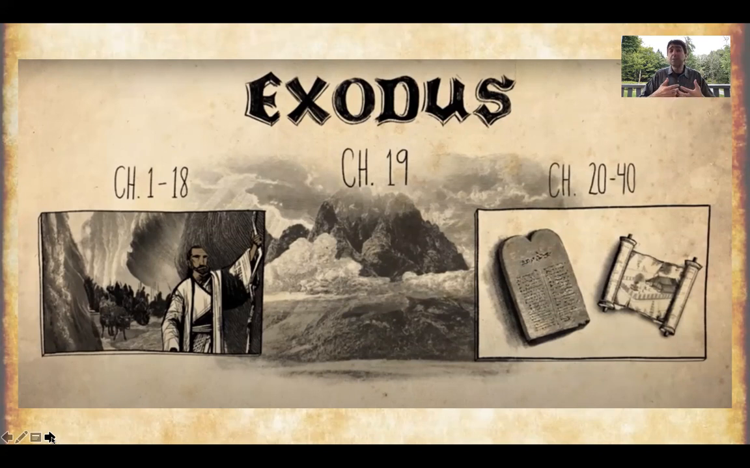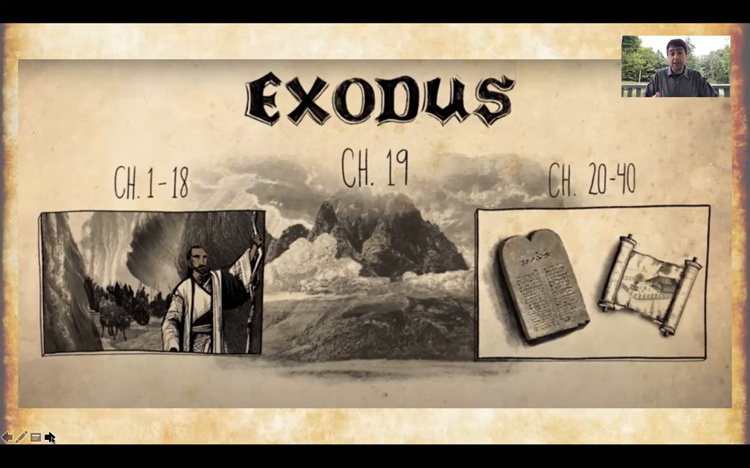But the first 18 chapters is pretty much a straight story. There is one significant section in there where they lay out the details for the Passover meal. But other than that, it's pretty much just telling the story of Israel in Egypt, their plight, the story of Moses, how God intervenes to bring them out of Egypt and to this mountain where God will meet them and will give Moses the law.